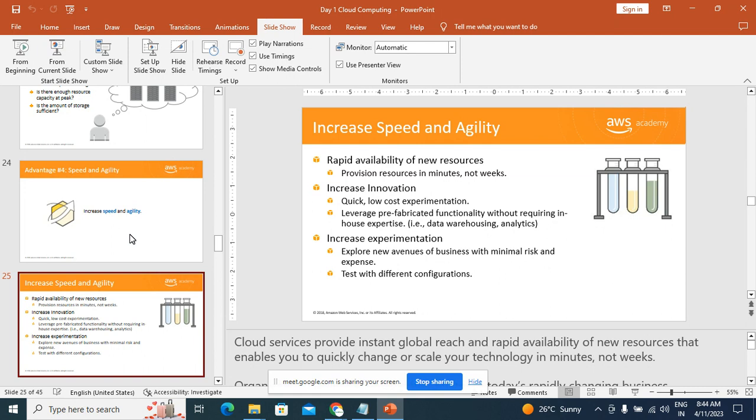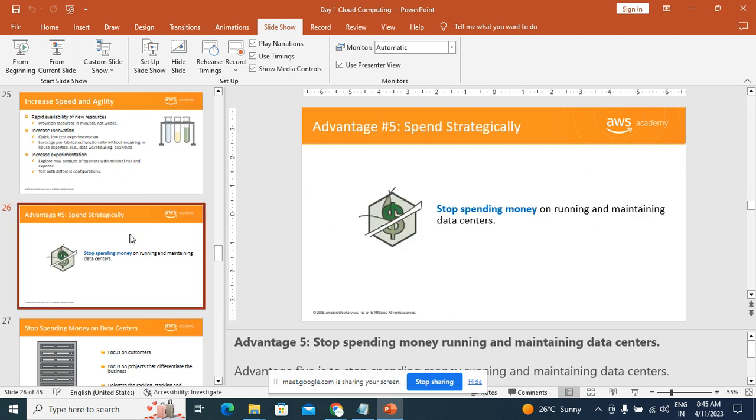Okay, so whenever you are attending an interview where you need to explain this fourth advantage, you can simply take one example for increasing speed and agility, how AWS is helping you to do or achieve that, and explain it. And the fifth important point is spend strategically.